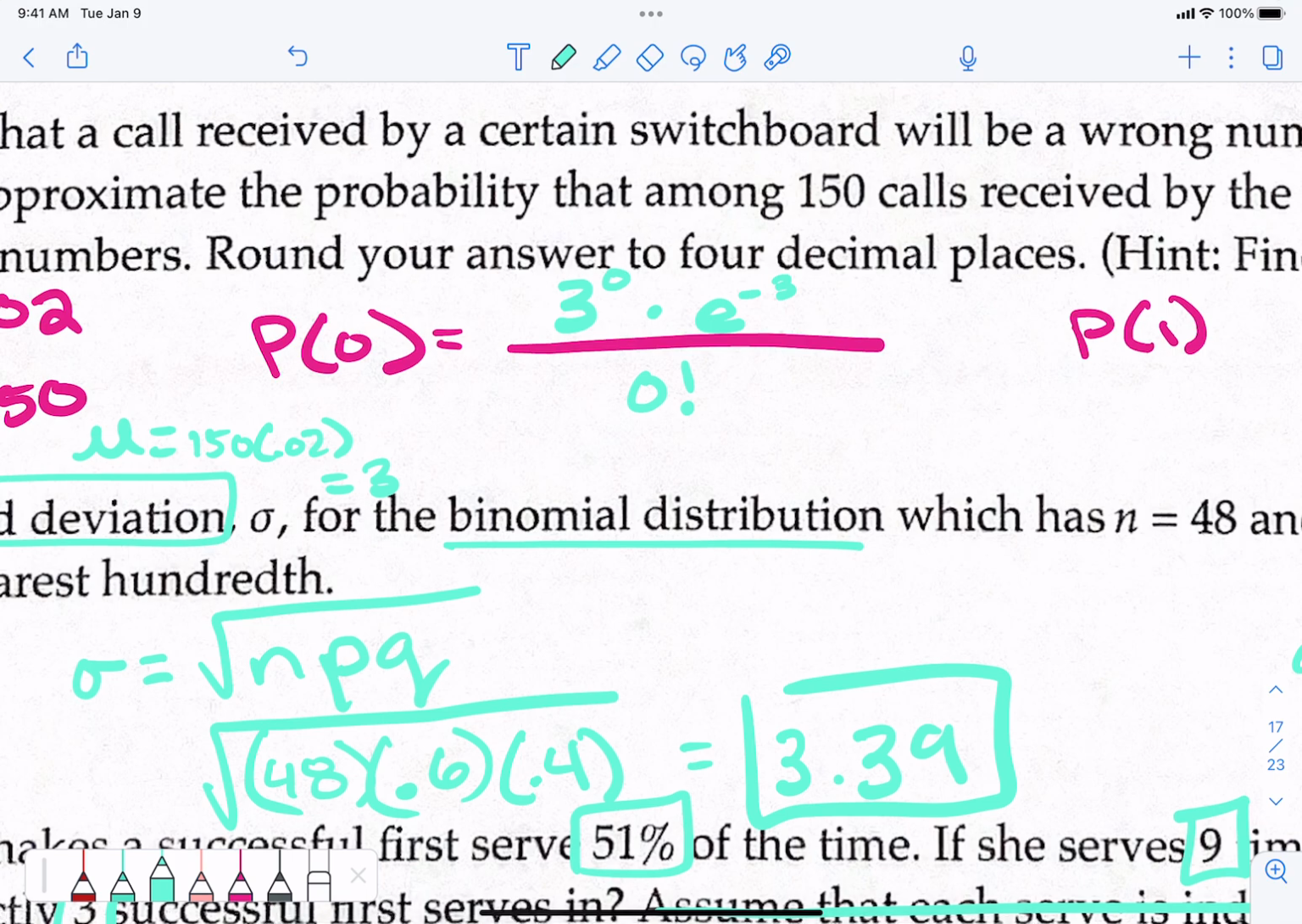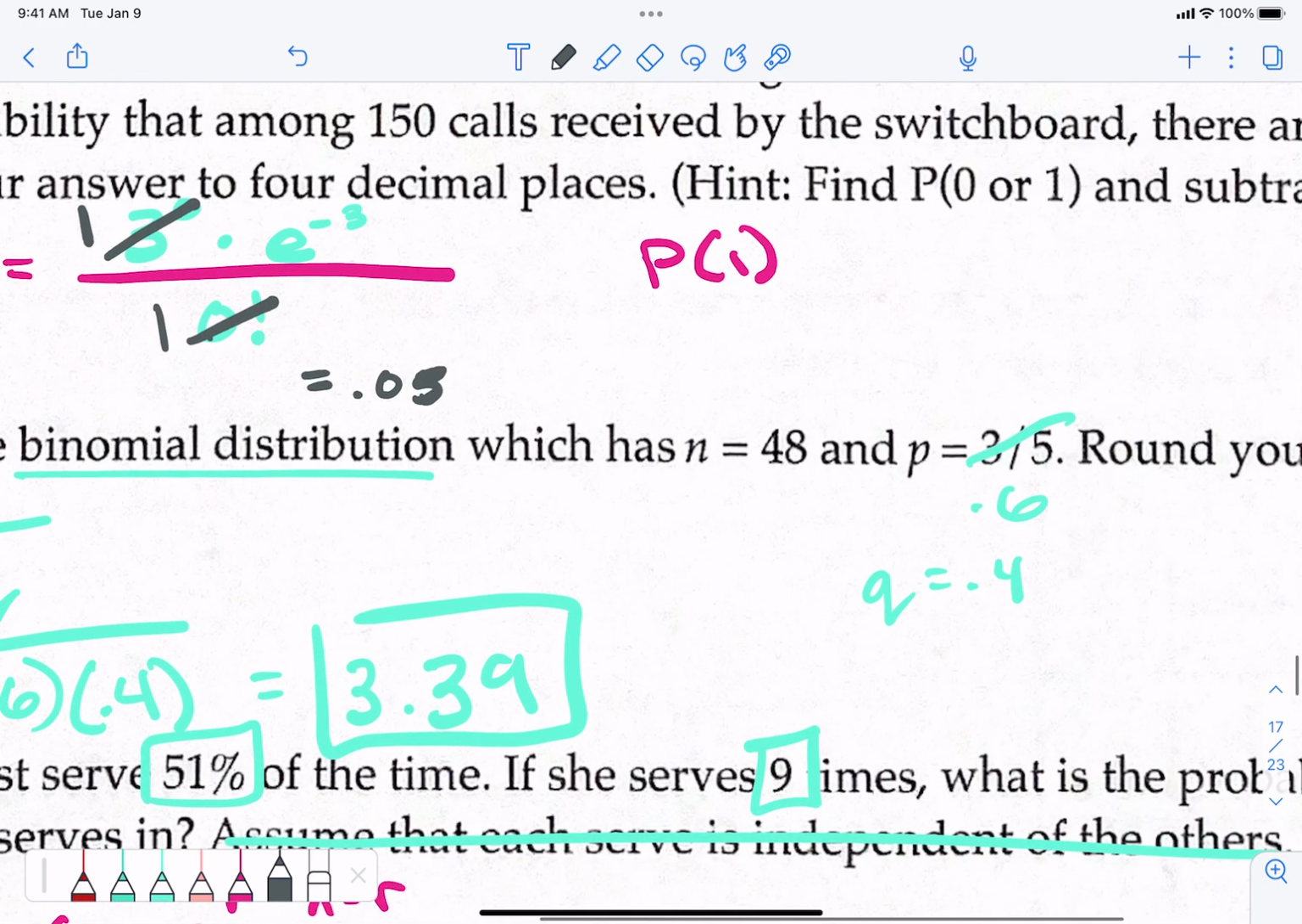Okay, what's 3 to the 0 power? 1. What's 0 factorial? 1. So all you have to do is calculate e to the negative third. 0.049. So there's about a 4.9% chance, 0.05. So that means there's a 5% chance that I'm going to get no wrong answers.